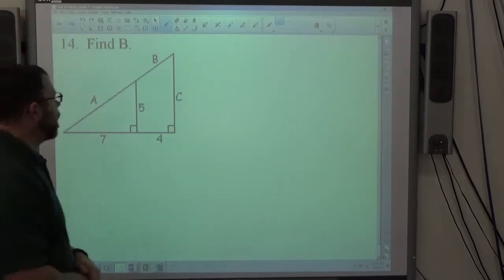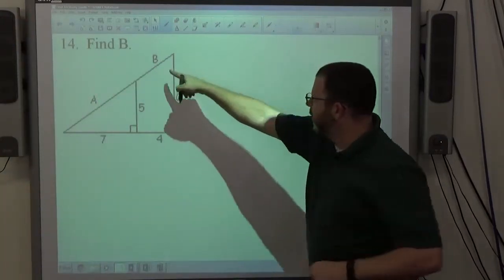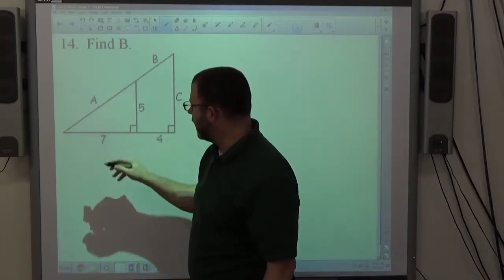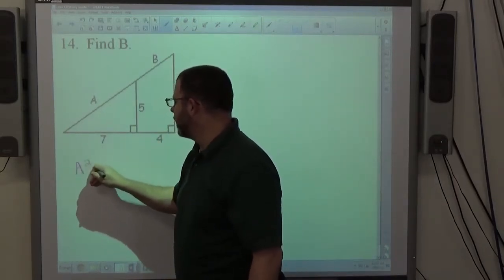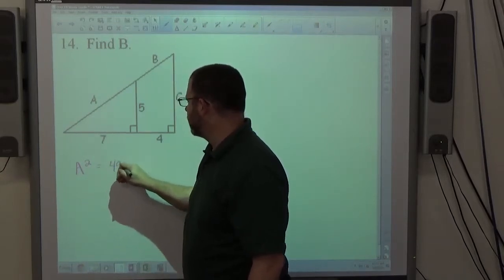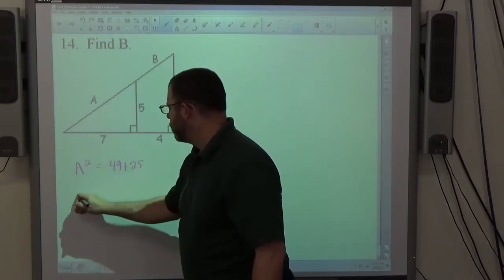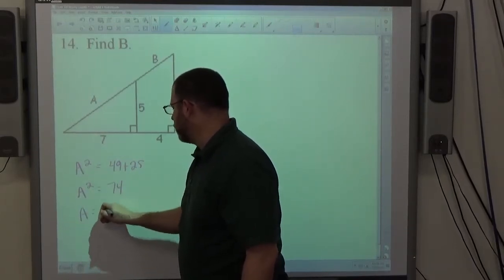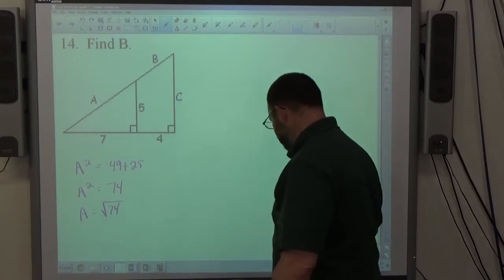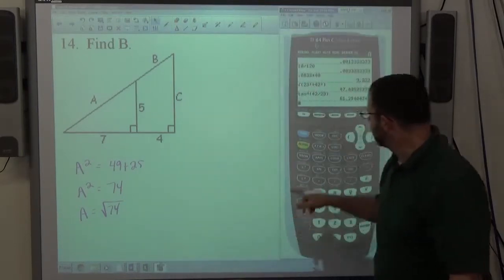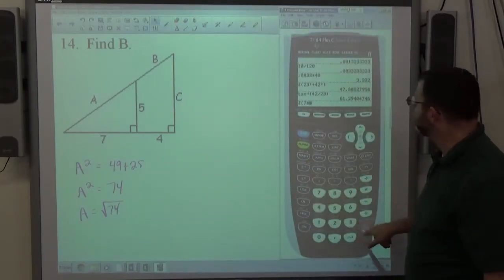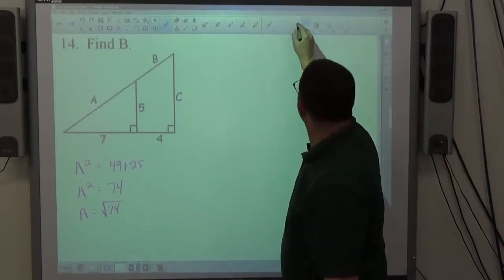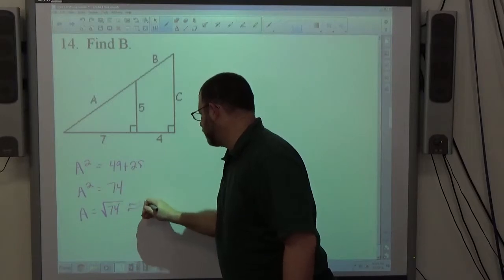Number 14, our job is to find b, which is up here. First off, I can see that we have a right triangle, so finding a is possible. a squared is equal to 7 squared plus 5 squared, which means a squared is equal to 74, which means a is going to equal the square root of 74. And I would like to use decimals on these problems, so I'm going to go ahead and use my calculator. Square root of 74, we get 8.60. So a is about 8.60.